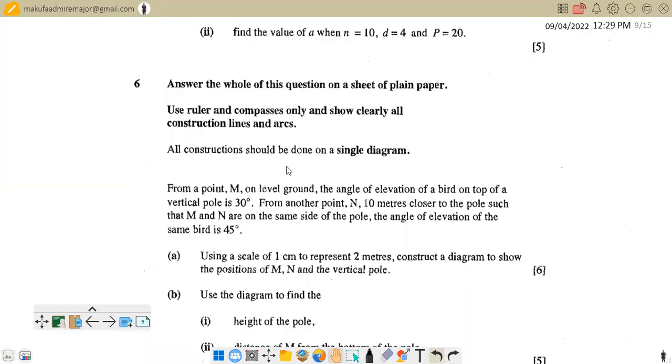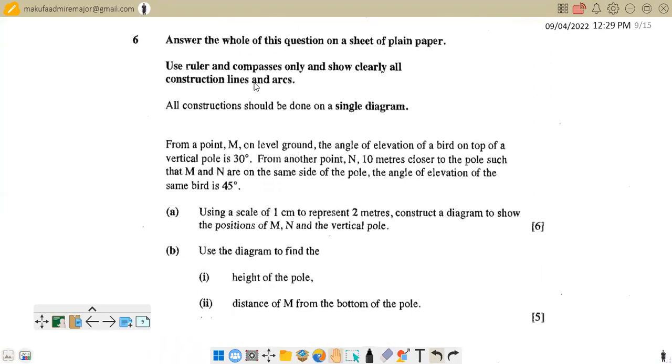Question 6, take note, you are asked to answer the whole of this question on a sheet of plain paper, and use ruler and compasses only. Take note, guys, what you are given. What you're going to use is the ruler and compasses only, to show clearly all the construction lines and arcs. So we have to show clearly your presentation, and also all construction should be done on a single diagram.